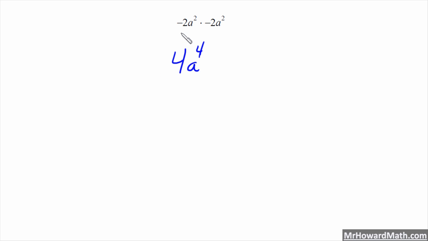The 4 here comes from this -2 times this -2. The a to the fourth right here comes from this a squared times this a squared. We add those exponents, a to the fourth. All right, let's look at another example.